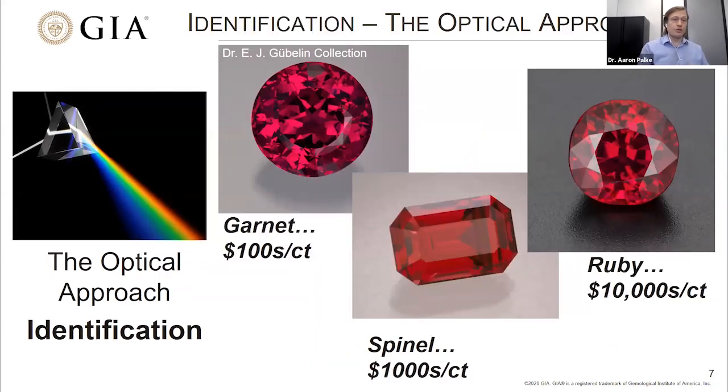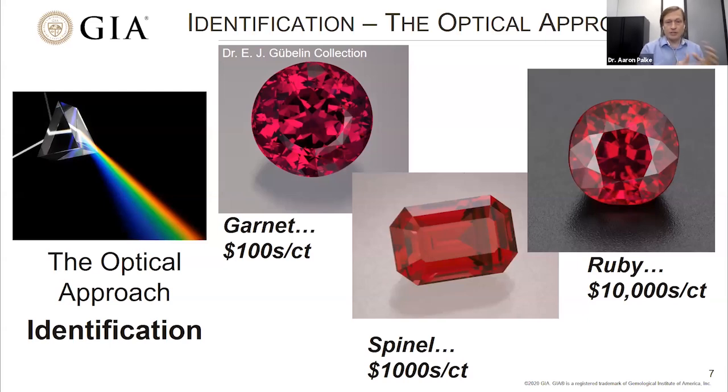So the first approach, the optical approach, basically, like I said, we're considering the stone to be an optical device, like a prism that diffracts light and spreads light out into its characteristic colors. Oftentimes, the gemstone can be seen in the same way. And so I'm using this as an example.